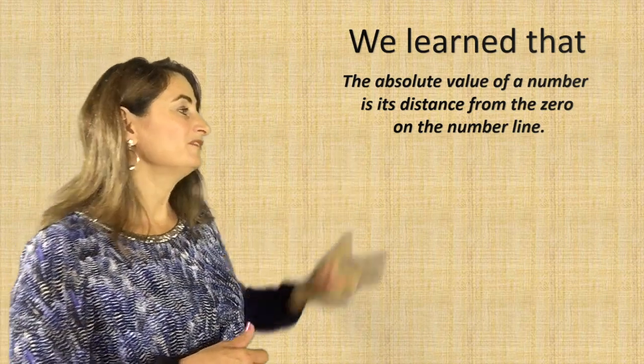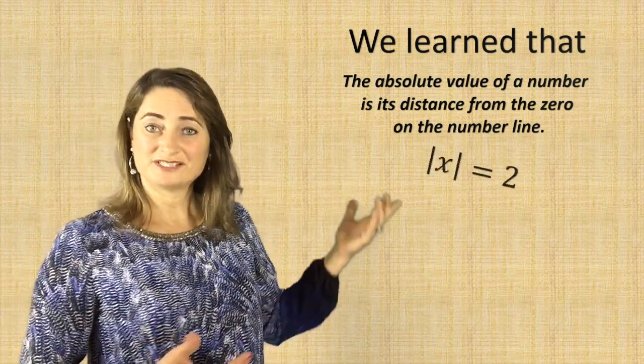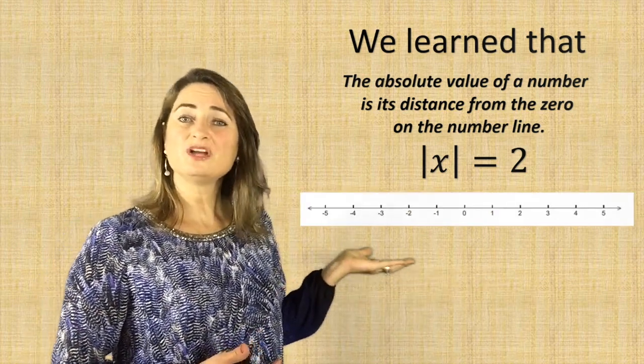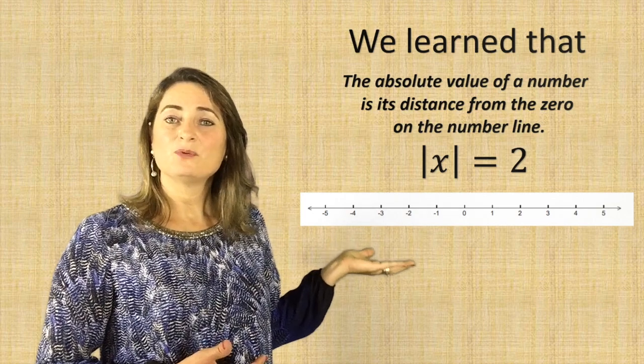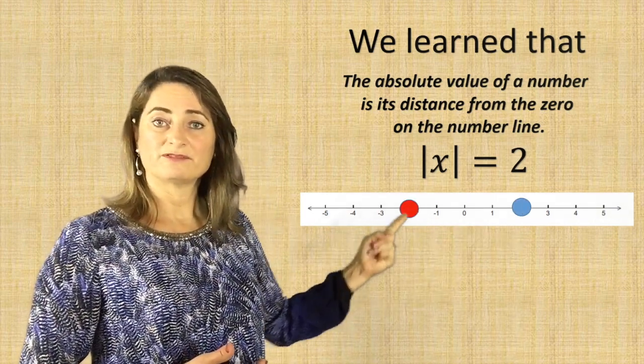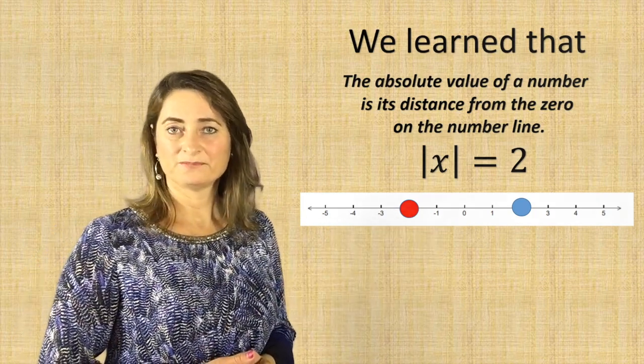We already learned about absolute value. We learned the absolute value of a number is its distance from the zero on a number line. For example, the absolute value of x equals 2. Bring your number line. Which numbers have the distance away from the zero equal to 2? Positive 2 is 2 away from the zero, and negative 2 is 2 spaces away from the zero.